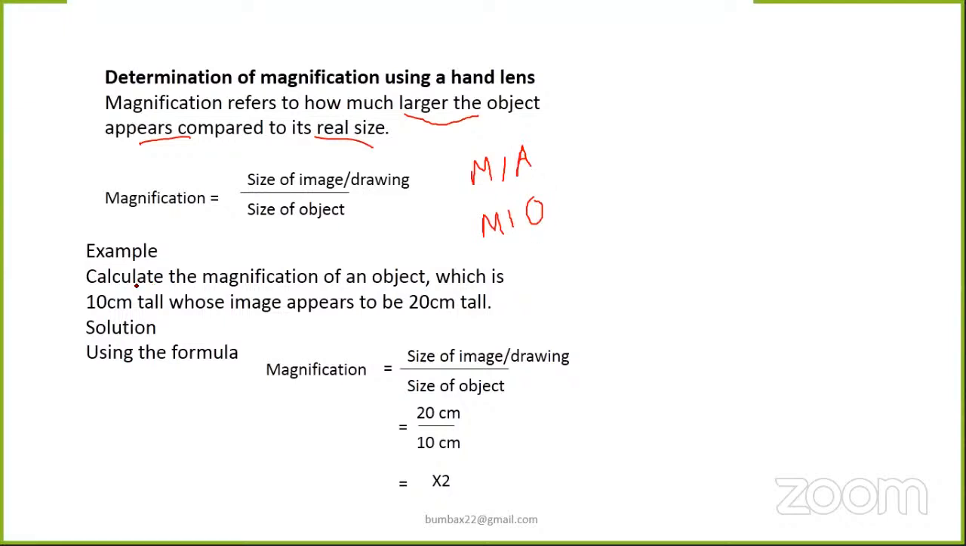That's MIO. And you can see this question saying, calculate the magnification of an object which is 10 centimeters tall, whose image appears to be 20. So you write the formula, so you know that the image they have told you is 20. You write it there. And then the actual, or the object size, is 10. So you divide and you get your 2.